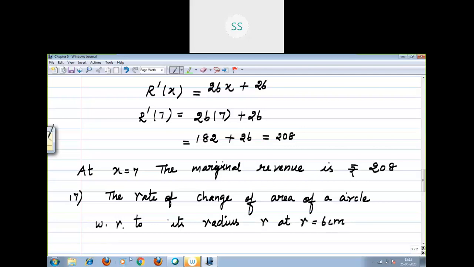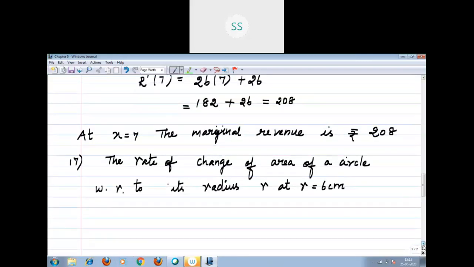Options are given, but directly you cannot select the option. You have to work it out, then only you will arrive at the answer. Here they are discussing the area of a circle. You know, area of a circle equals pi r square.